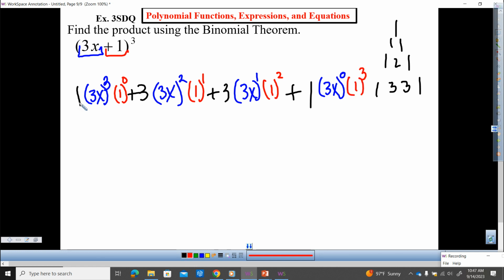Here we go. I'm going to apply the exponents. Hold on, really quick. 1 times, what is 3 cubed? 27, and x to the third, x to the third. See what I did there? And then 1 to the 0 exponent is 1, and that's how you take the whole thing.